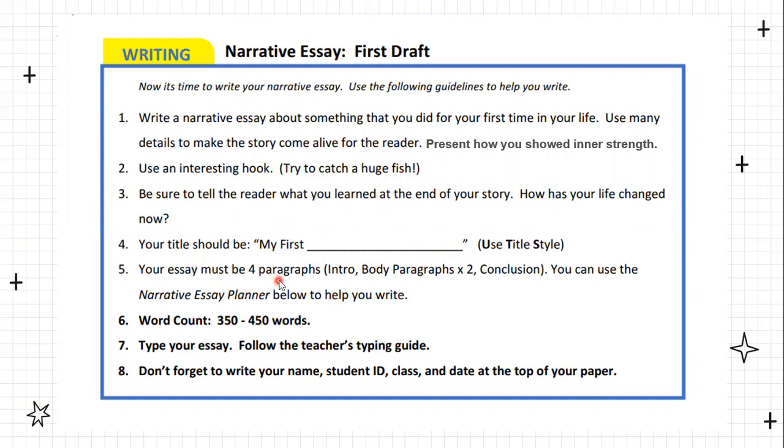Your essay must be made of 4 paragraphs: the introduction, the body, which is 2 paragraphs, and the conclusion, okay? Go back to the sample that has all the colors in it, showing you all the parts in the essay. Then you can use the narrative essay planner in the next slide before writing your essay. So we write an outline before writing our essay. Count your words to be between 350 and 450 words, okay? And do not forget to write your name.